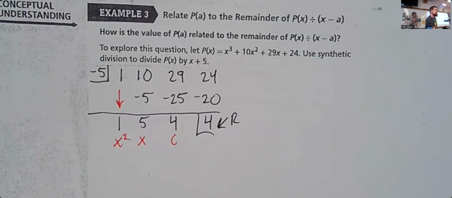So here's our synthetic division. So the bottom row should be 1, 5, 4 with a remainder of 4.